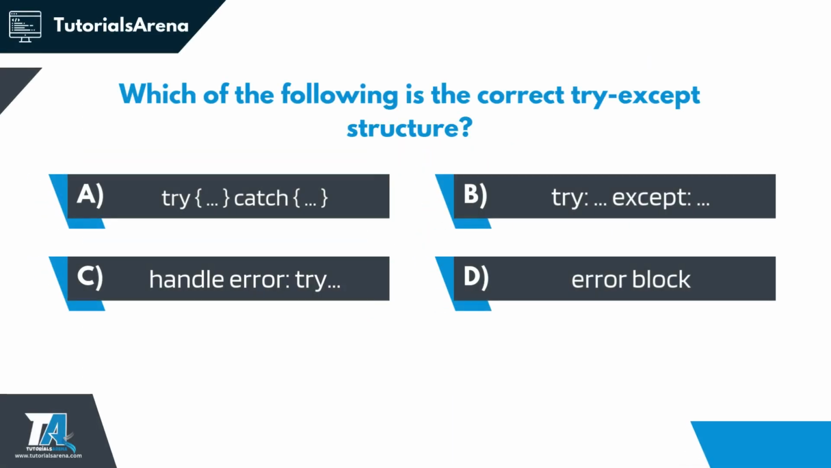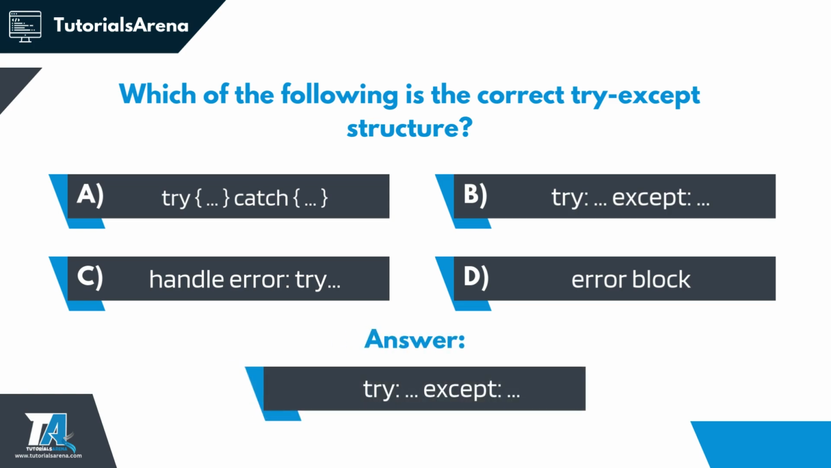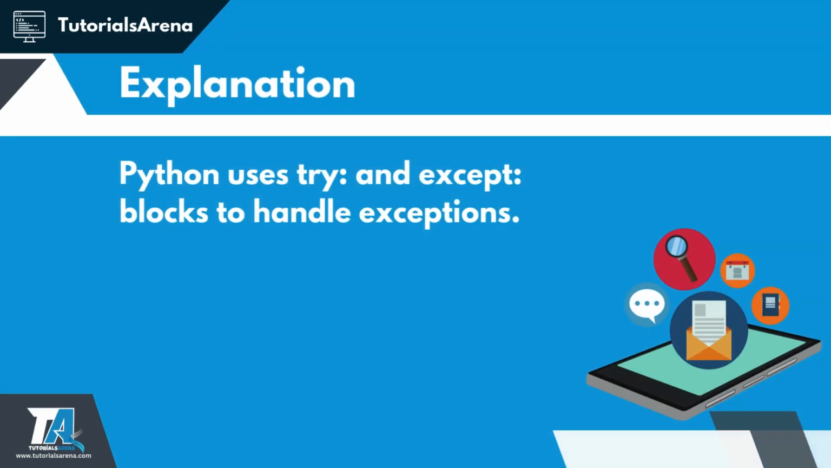Which of the following is the correct try except structure? The correct option is option B, try, except. Python uses try and except blocks to handle exceptions.